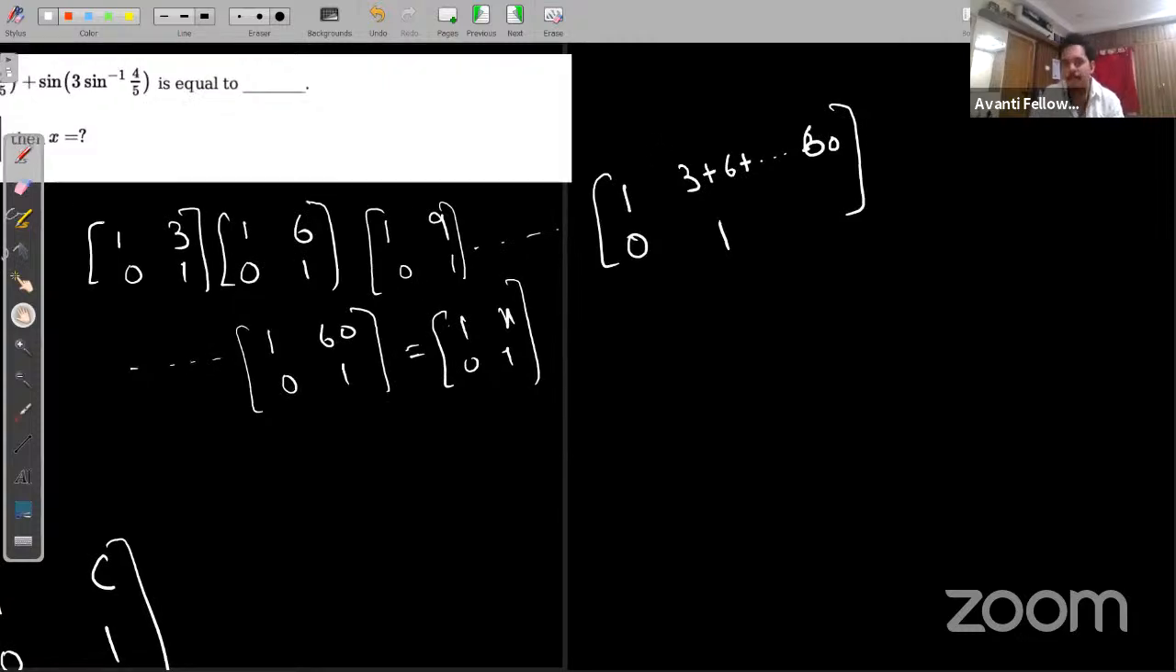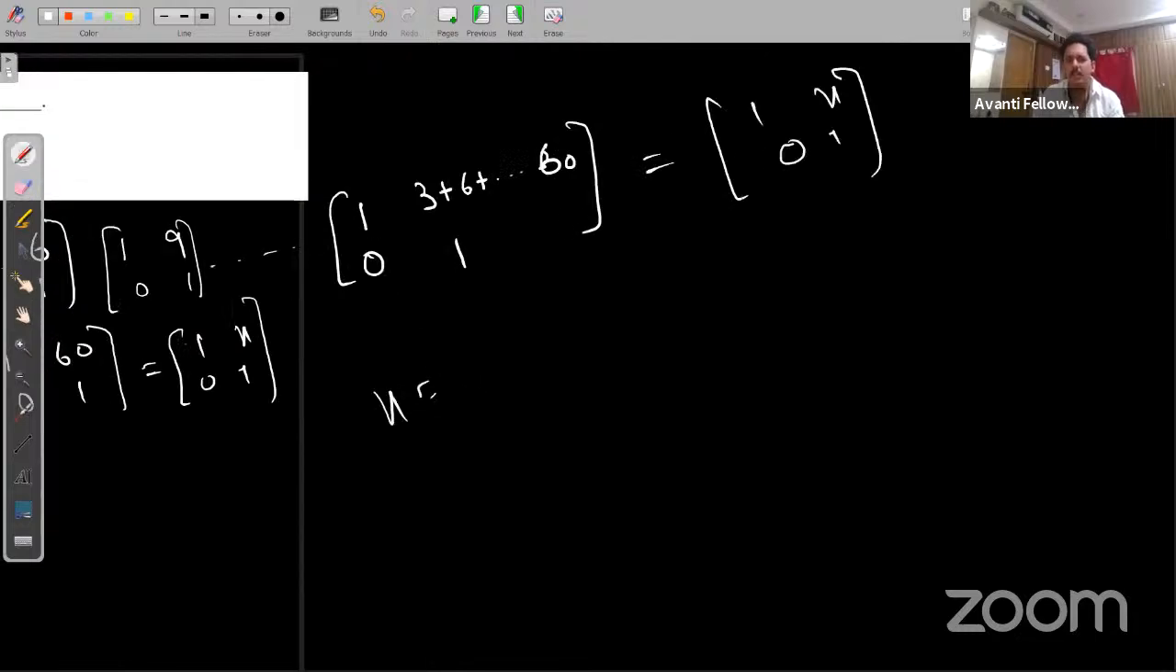It is equal to 1x01. So what is my x, guys? It is equal to 3 plus 6 plus 9 plus so on till 60. Now I think finding this one is very easy. Yeah, you are adding 3, 3, 3. It is in GP, right? Sorry, it is in AP with a common difference 3. 6 minus 3 is 3.